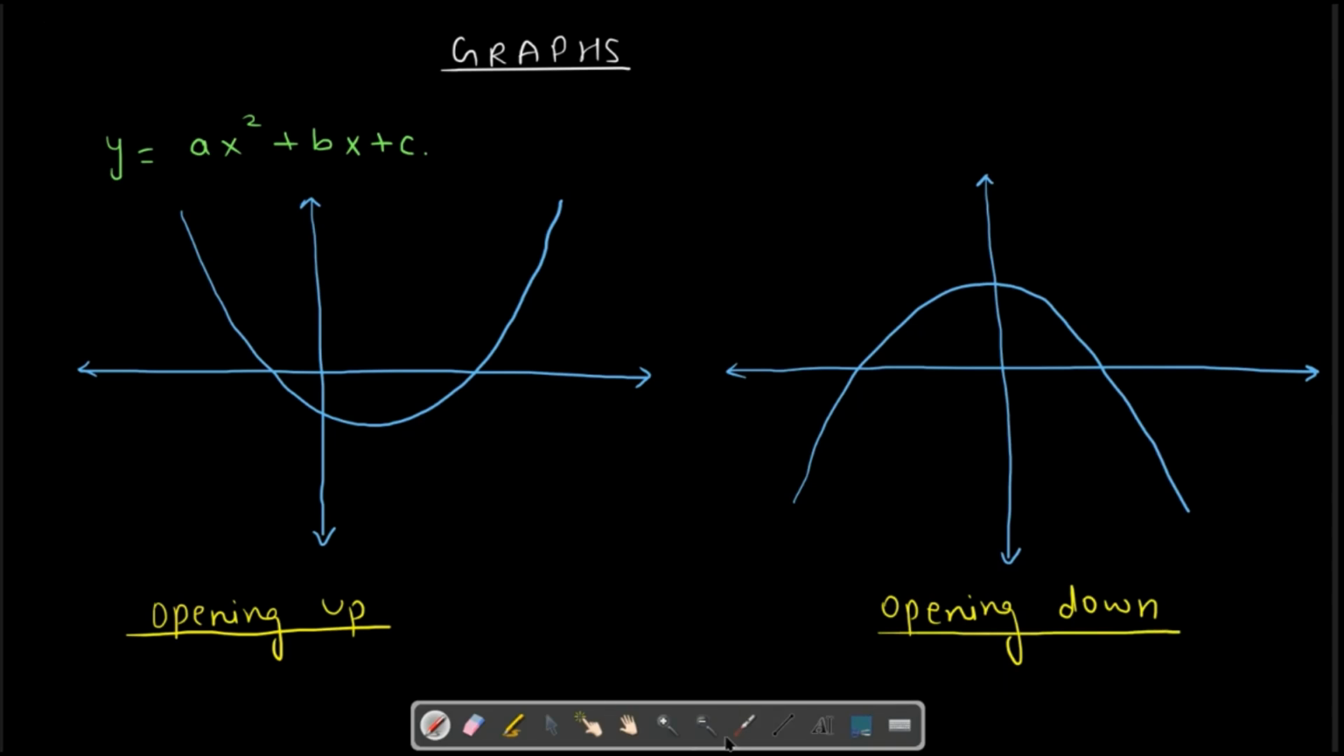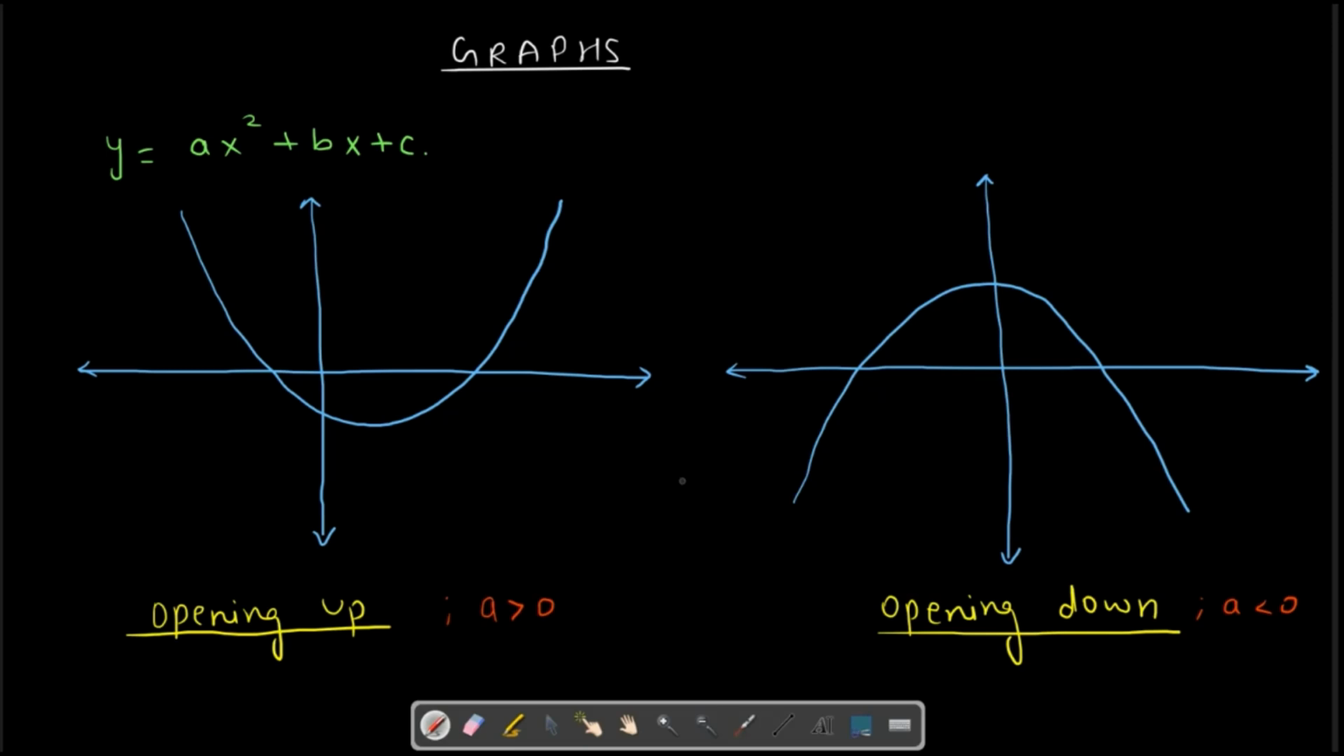That depends on the sign of the leading coefficient, which is a. So if the sign of a is positive, it will open up. If the sign of a is negative, it will open down. What if the sign of a is 0? Recall again, a cannot be 0, it's a quadratic equation. So a has to be either positive or negative. So these are the two cases in which the parabola can either open up or open down.